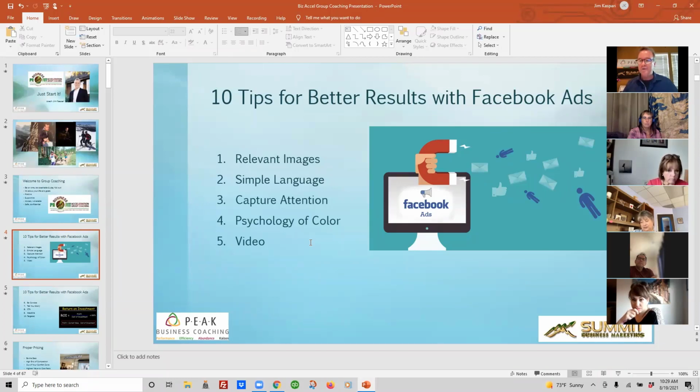And then 5 is video. Probably 5 should be number 1. Says it's so important. You get at least 2 times as many clicks with a video as an image.